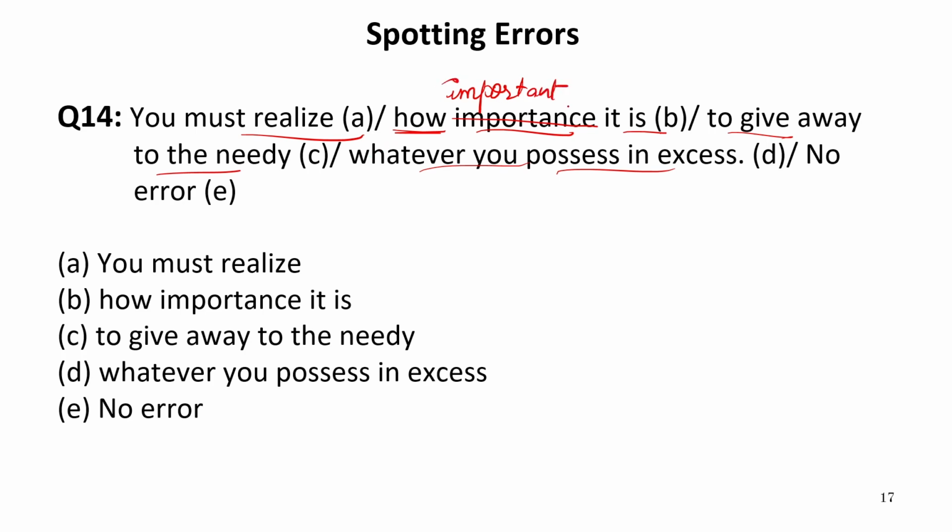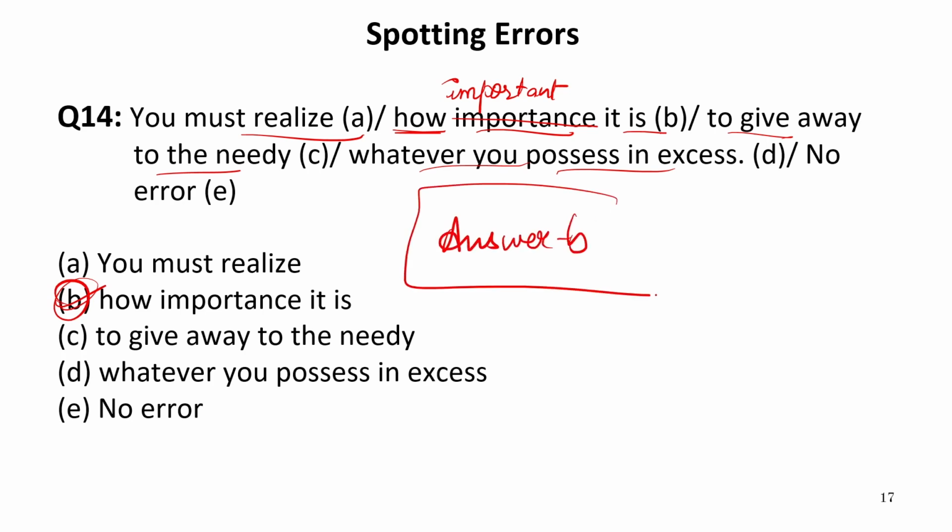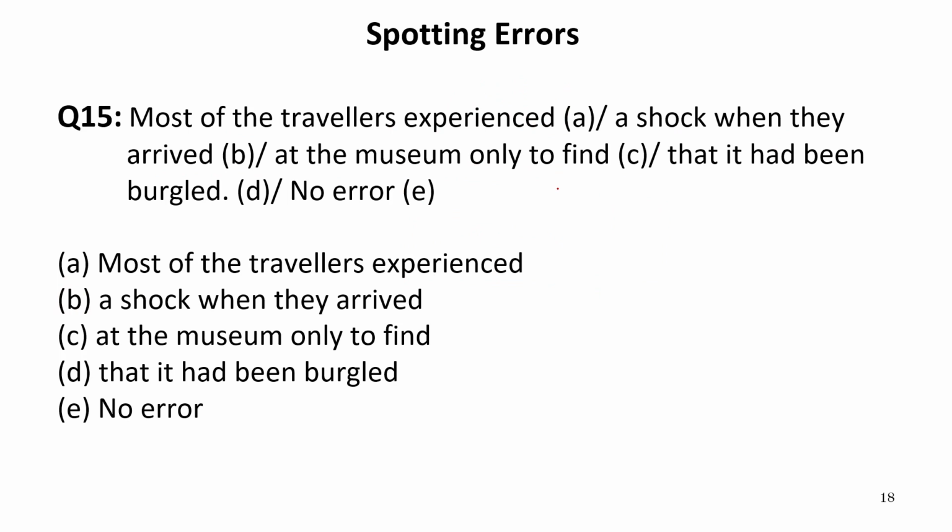Important means when something is very essential or when something is necessary. Importance means the value of some person. So, the correct word to be used over here is important. So the error is in part B. So our answer is B. This is again very, very simple. Now let us move to the next one.